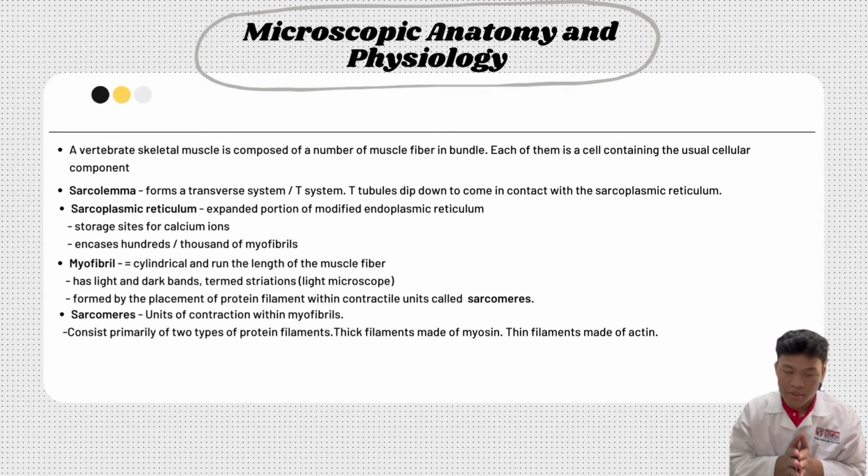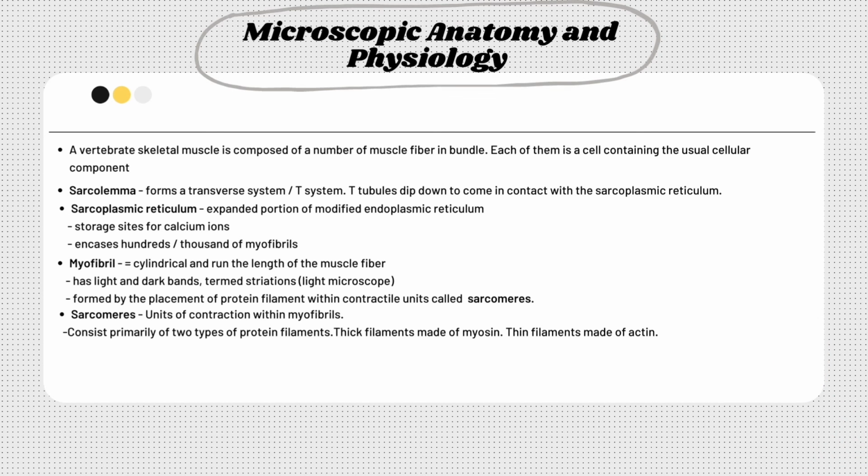The skeletal muscle is composed of a number of muscle fibers in bundles. Each muscle fiber is a cell that contains the usual cellular components, but some of them may have a special feature. Okay, now let's move to the sarcolemma, also known as the plasma membrane.